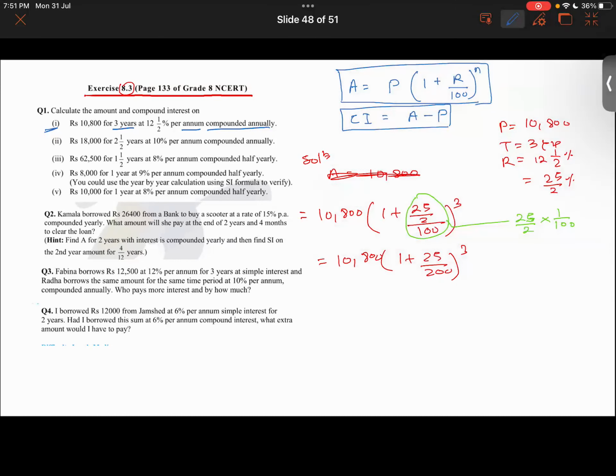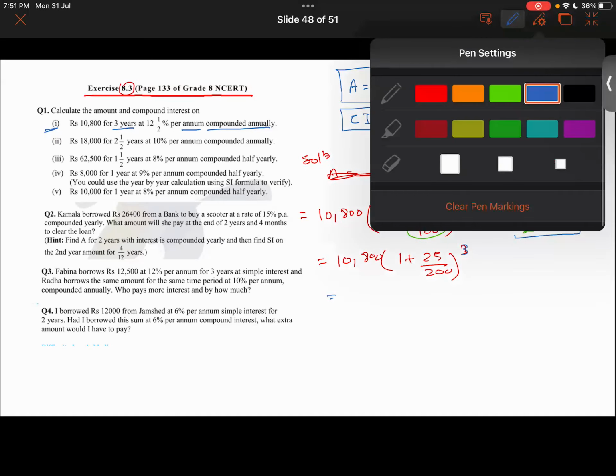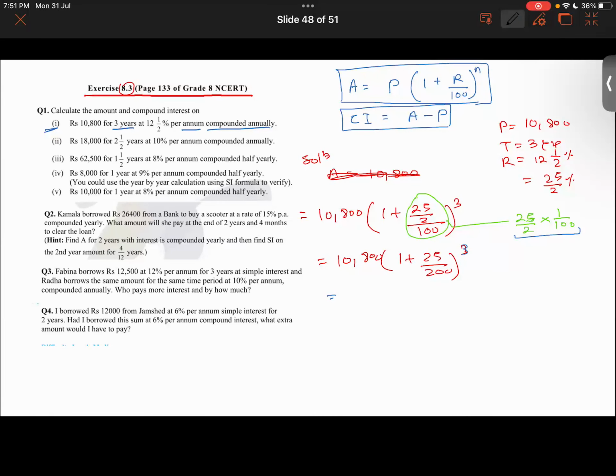Arhan, do tell me, did you get this thing here? How we wrote this in this form? Yes, sir. Okay, that is quite simple. Now solve this one and do tell me what is the answer.